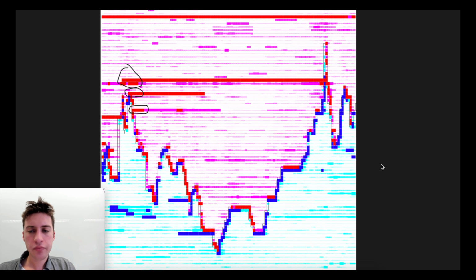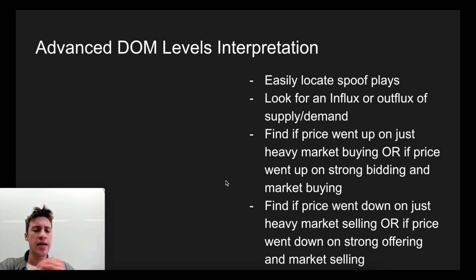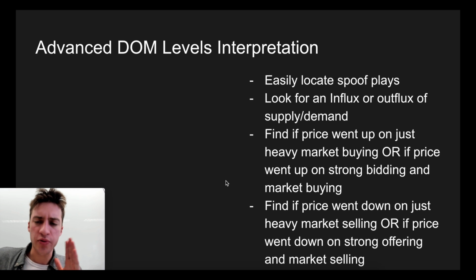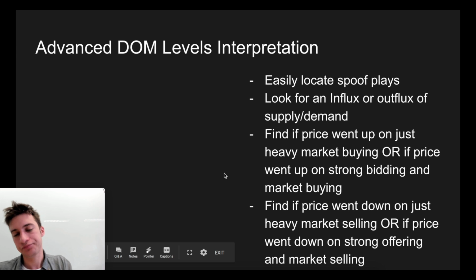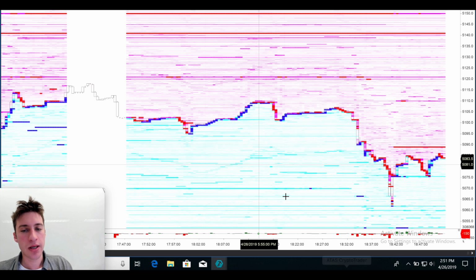So that's the other thing you can do: look at when price was rising, was it because of strong bids that were continuing to push price higher? Or was it because of just a large market buy, where price is probably going to revert back to the mean soon? So you can do that too. Same with selling. All right, let's go to the platform.